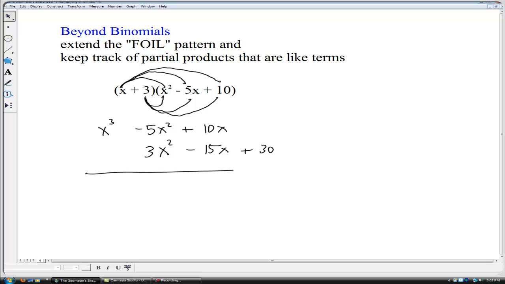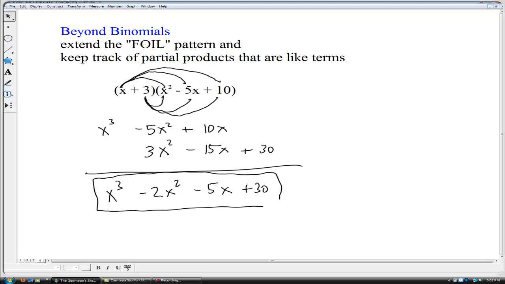And now this is an addition problem, where we combine like terms vertically. We get x cubed minus 2x squared minus 5x plus 30. So all of these partial products we combined to make our final product. This we would call a polynomial, which is a general term for any polynomial with more than 3 terms. And this is a degree 3 polynomial. Alright, keep practicing.